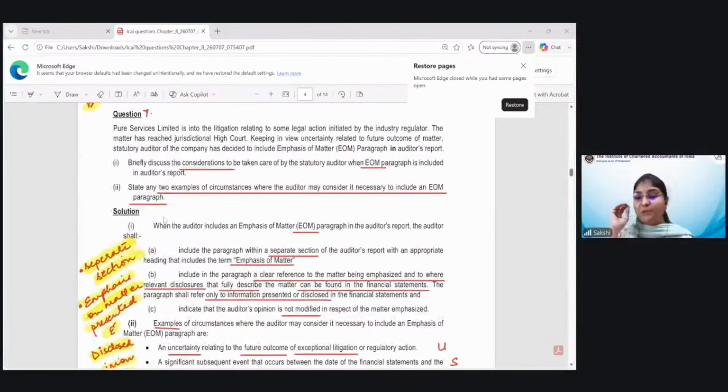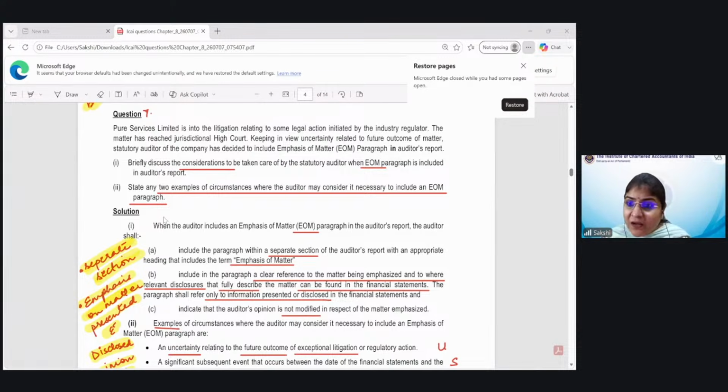Okay, this was part number 1 of the question, where they ask what considerations should be kept in mind by the statutory auditor with respect to the EOM para. Number 1, a separate section with a separate heading, emphasis of matter. Next, emphasis of matter is given for matters presented and disclosed. And also the auditor will disclose the fact that his opinion is not modified.